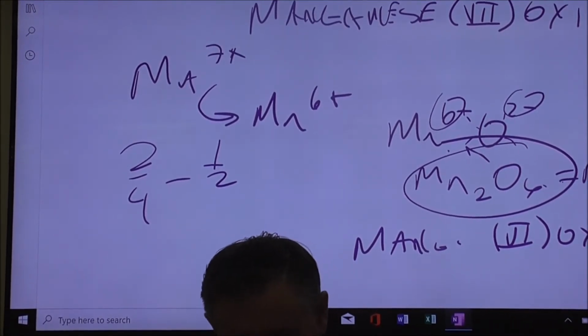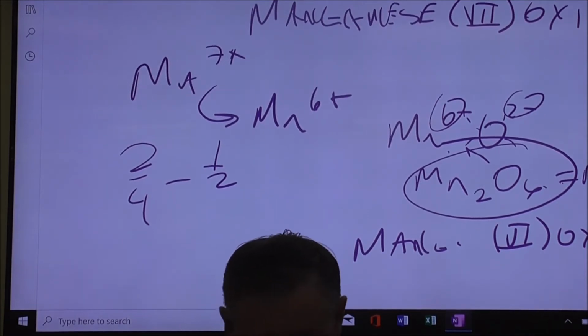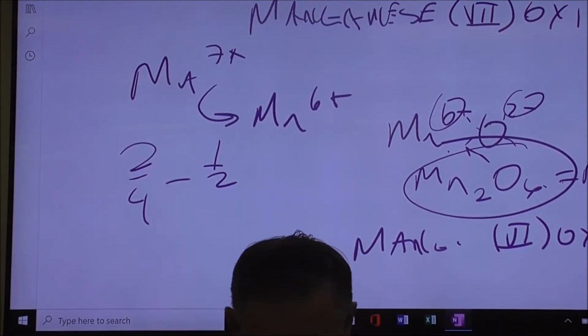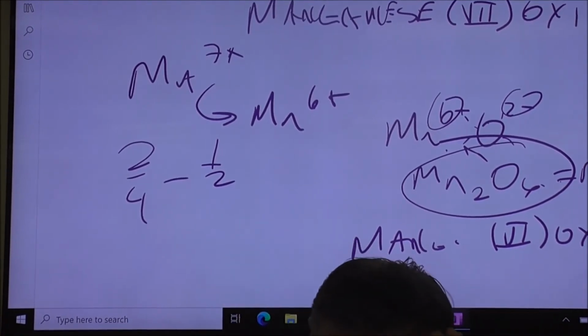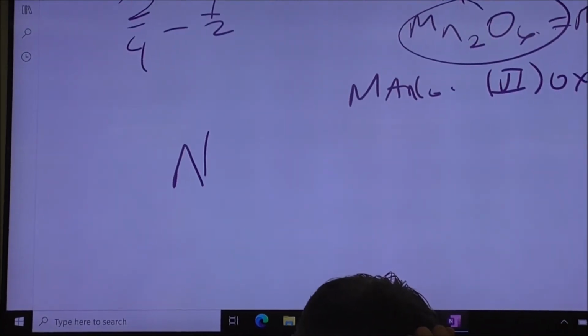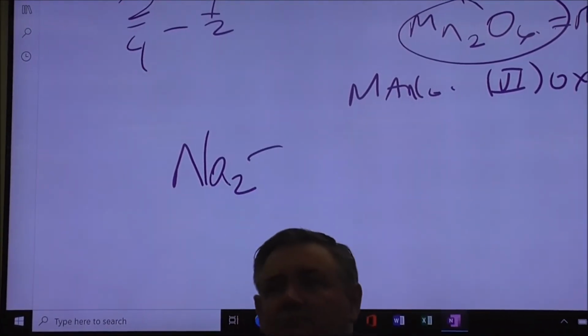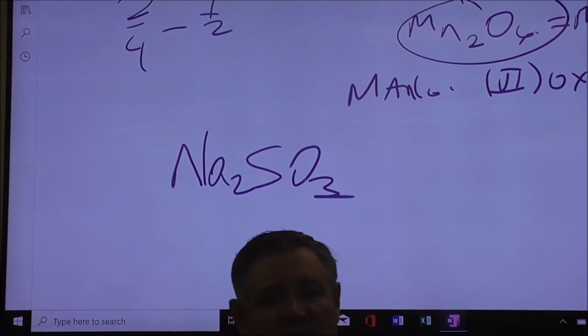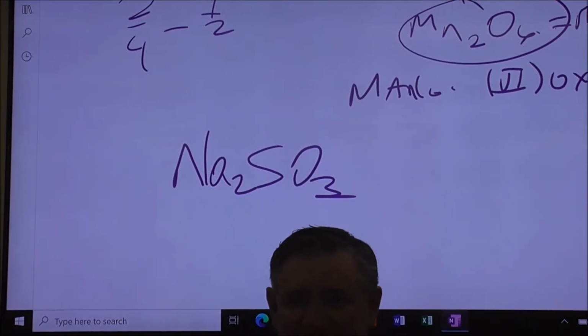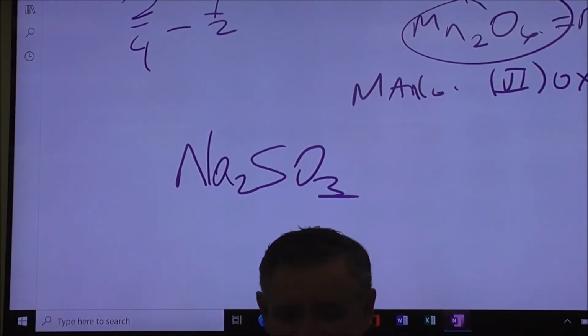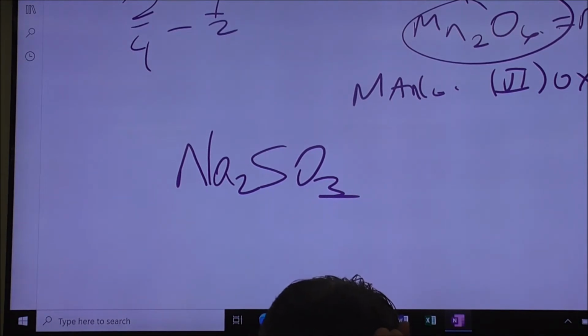So when you get to this, this is what you got to be able to do. For example, on number 2, this is what you got to be able to do on the quiz. You got Na2SO3. So what's the name of this? Emma. Sodium sulfide. Sodium what? Sulfide. Sulfate. Nope. You had it right the first time.